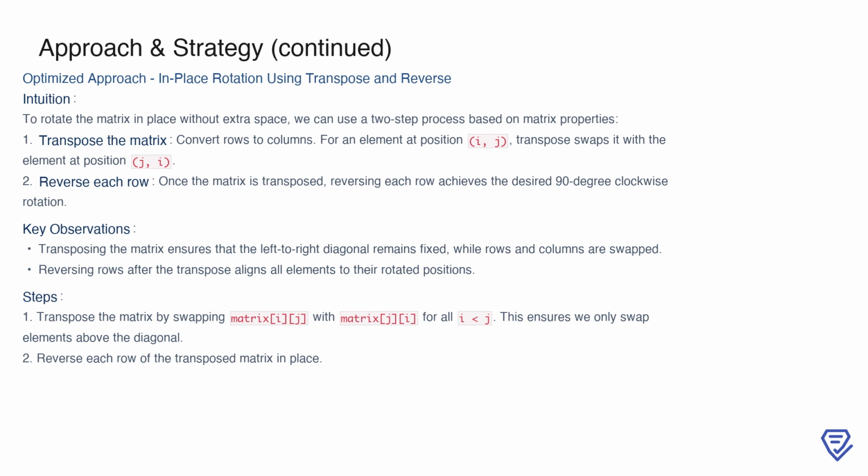However, reversing each row achieves the necessary alignment for a 90-degree clockwise rotation. This process is efficient and adheres to the in-place requirement. The transpose operation fixes the diagonal elements and swaps rows with columns, while reversing rows completes the transformation, making this approach both space-efficient and easier to manage than alternatives.